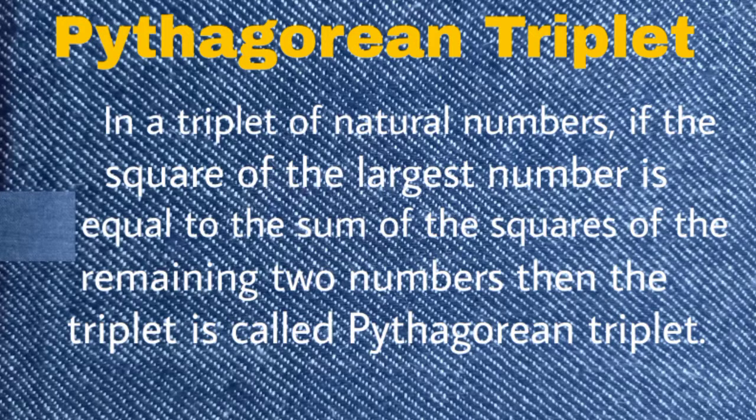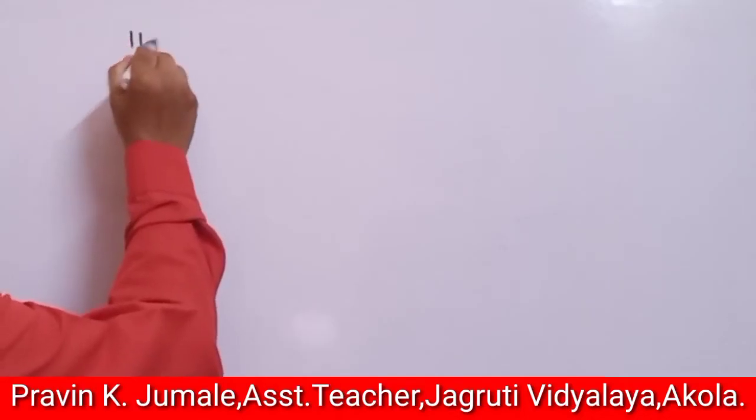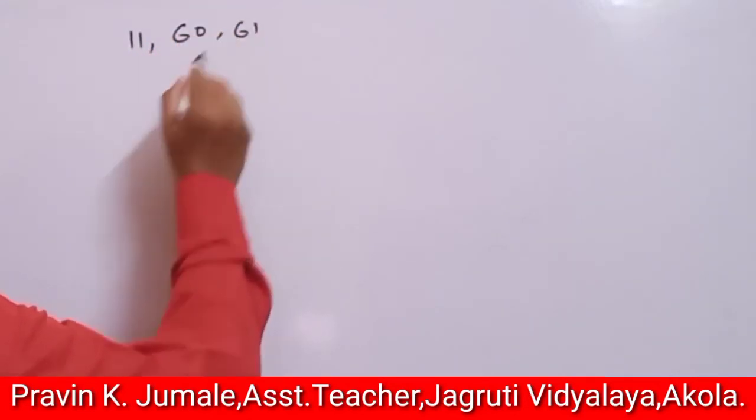Pythagorean triplet. In a triplet of natural numbers, if the square of the largest number is equal to the sum of the square of remaining two numbers, then the triplet is called Pythagorean triplet. For example, 11, 60, 61.